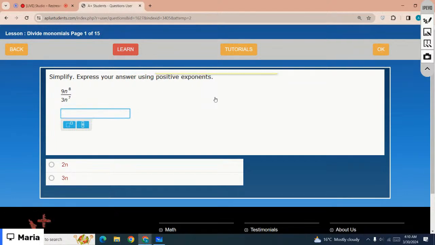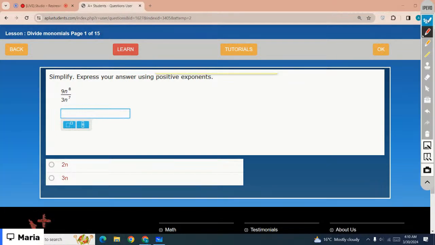Okay, so you have to divide them by the common number, that is 3, the greatest number that can divide both numerator and denominator, right? That is 3. So just divide them by 3. So 9 divided by 3 is 3 and 3 divided by 3 is 1.